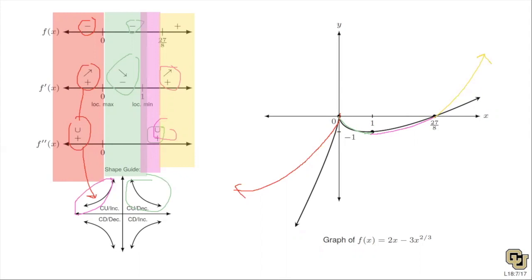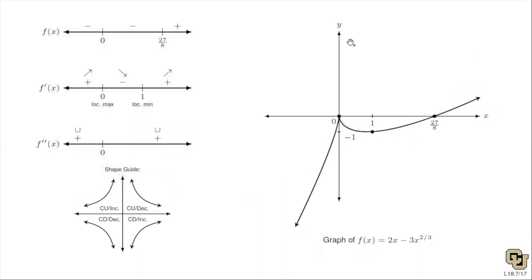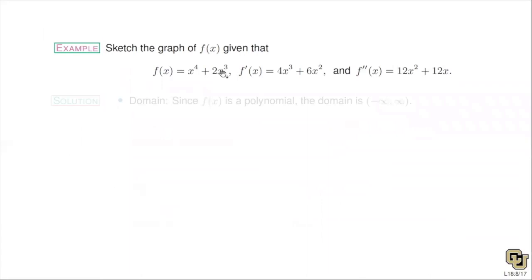It's got all the features, behaviors, and all the pieces we're looking for. And this is what I'm talking about, the synthesis aspect of doing curve sketching, where we're combining all of this information from the original function, the first derivative, second derivative, and putting it all together. So let me do one more example here, and we'll see how you're doing.